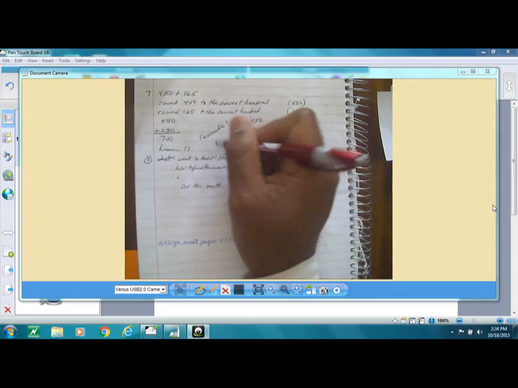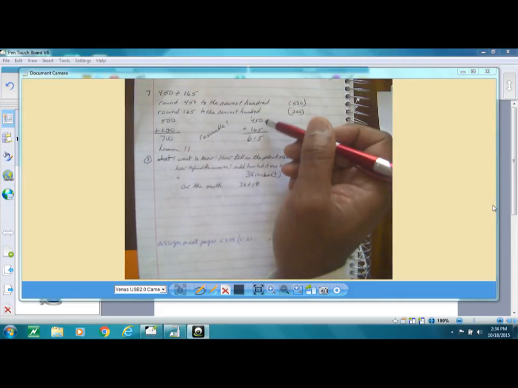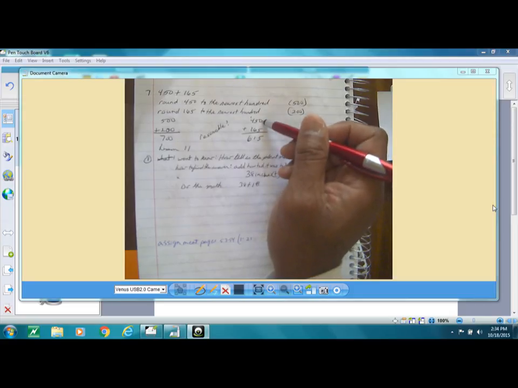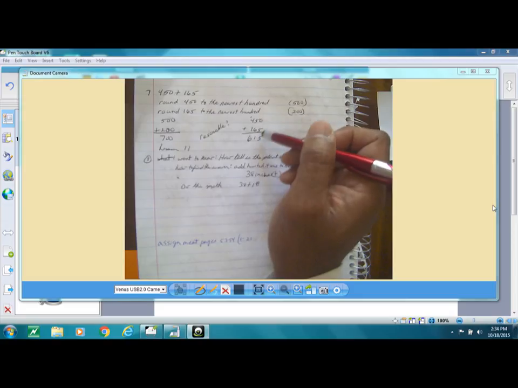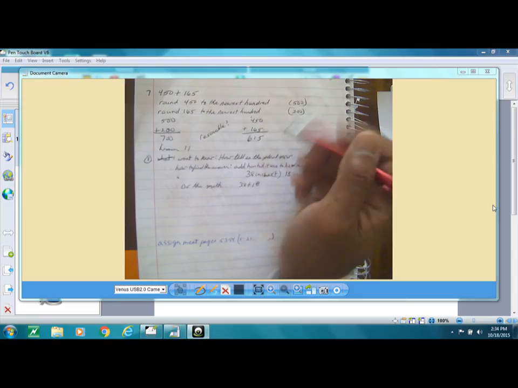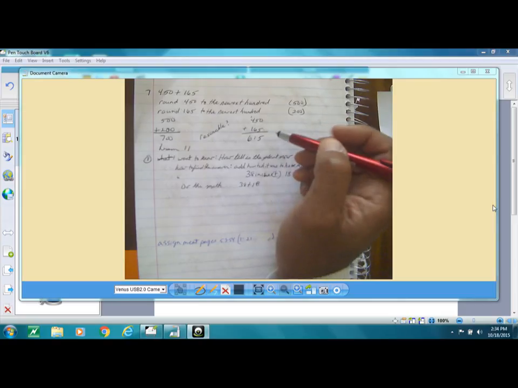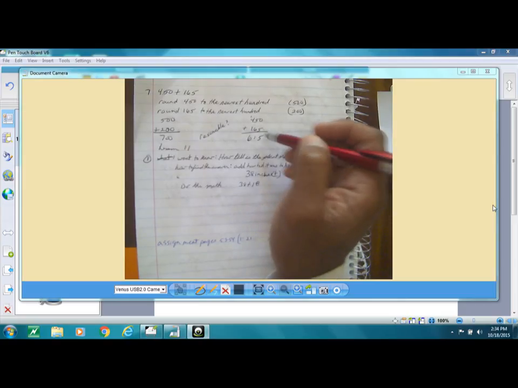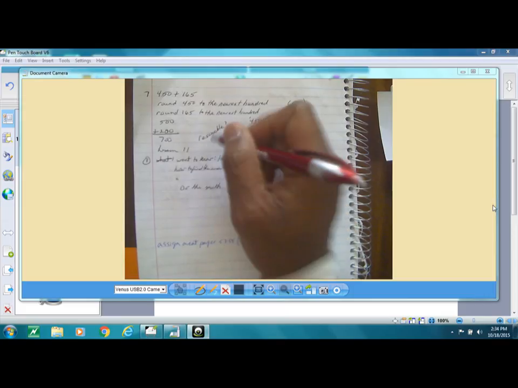I wanted to have an idea of if it was reasonable, so I went ahead and added just to kind of check myself, and so 450 plus 165 equals 615. Not as close as I would like, but it is within about 85, so that's fairly close. I'm going to say yes, that is reasonable.